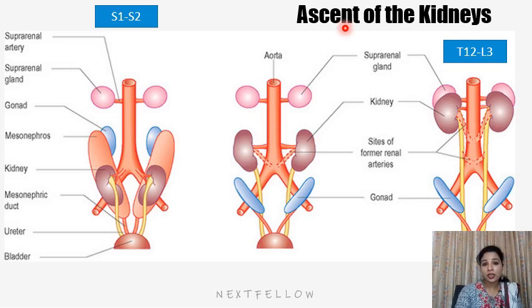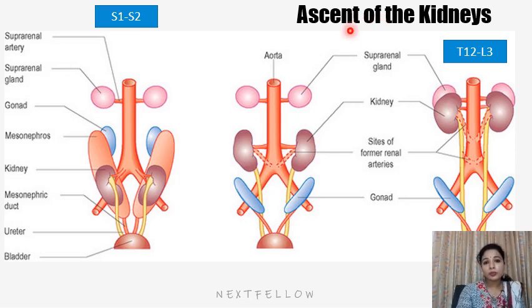Rather than dragging their blood supply along during the ascent, the kidneys receive new, more cranial branches, which induce the regression of the caudal branches. So when they are ascending, the caudal branches regress, you can see the dotted lines, and new renal arteries appear. Finally they get the right and left renal arteries directly from the abdominal aorta, till they reach the suprarenal gland here. The suprarenal gland is actually located in the thoracolumbar region.